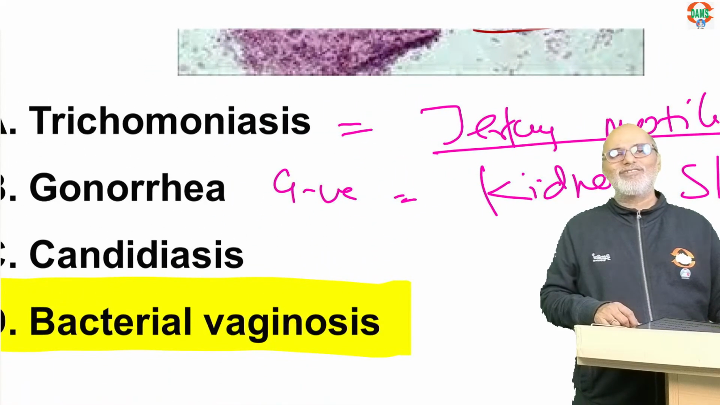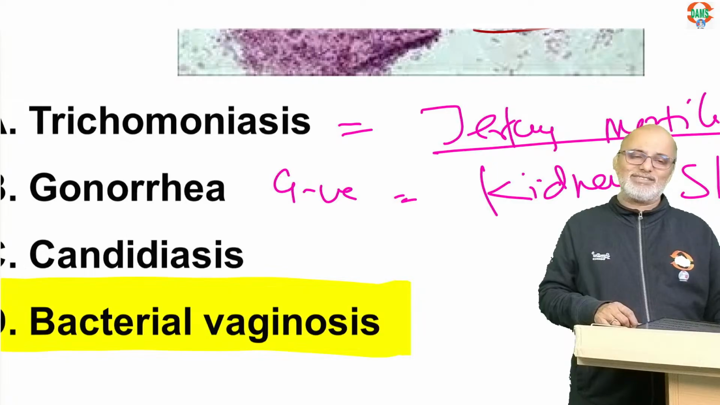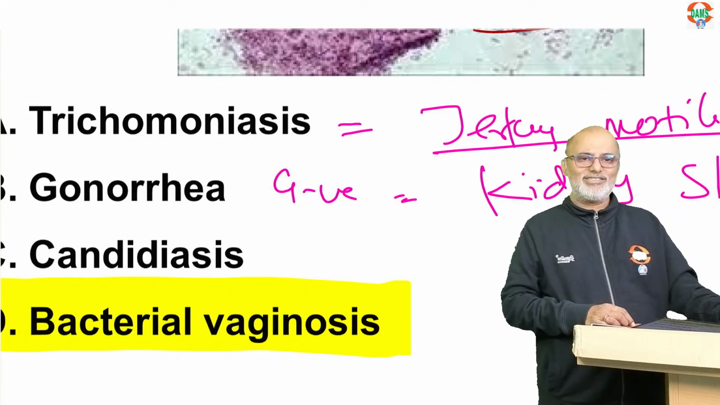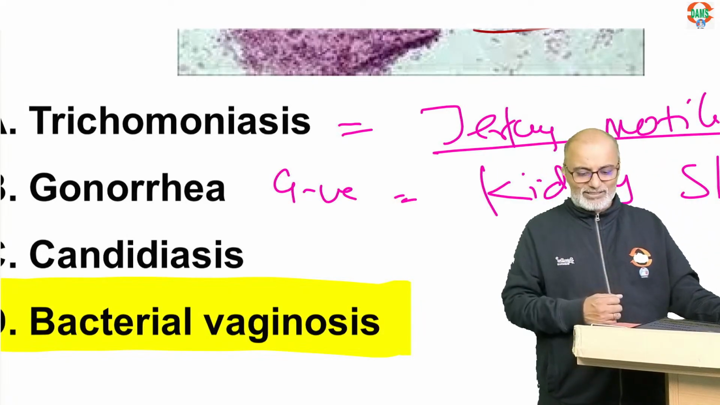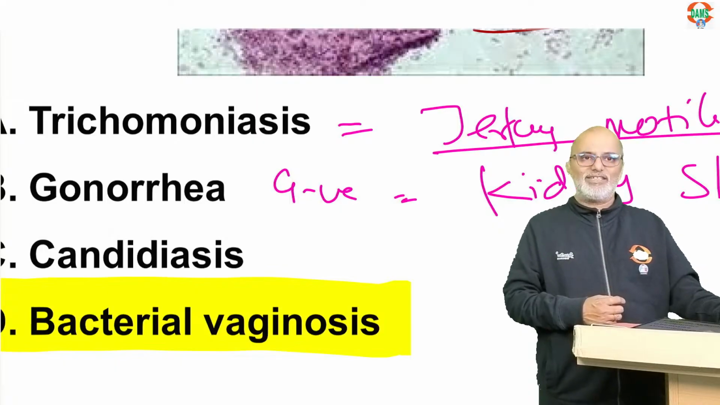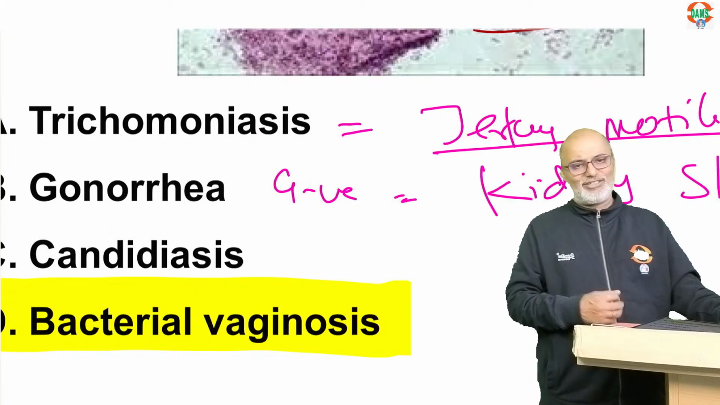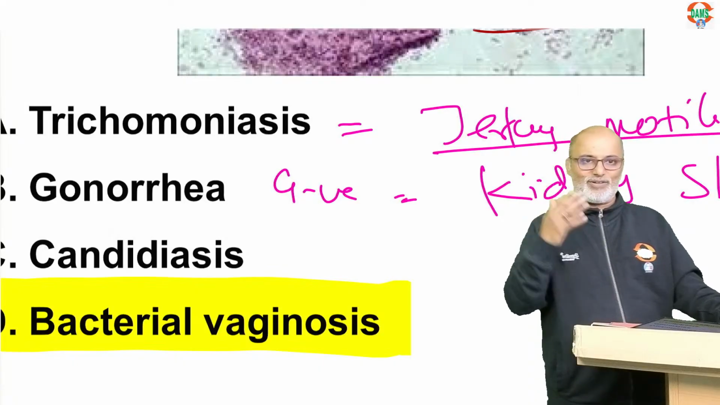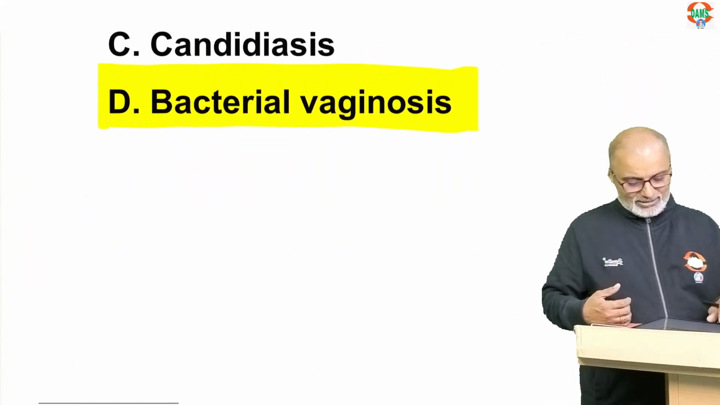Trichomoniasis, there is a mnemonic called 5 F. F for frothy discharge. 5 sets of flagella are available, 4 plus 1. 5 sets of flagella are there. Many are there. Okay, 5 F. Don't worry.